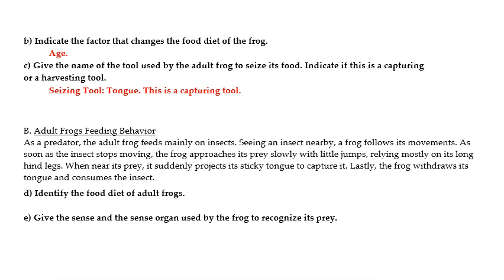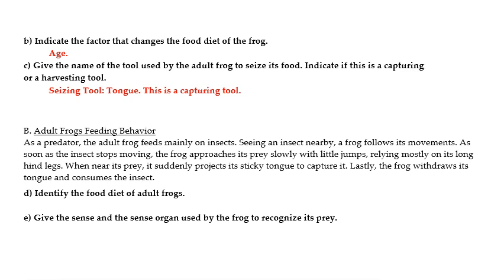As a predator, the adult frog feeds mainly on insects. Seeing an insect nearby, a frog follows its movements. As soon as the insect stops moving, the frog approaches its prey slowly with little jumps, relying mostly on its long hind legs. When near its prey, it suddenly projects its sticky tongue to capture it. Lastly, the frog withdraws its tongue and consumes the insect.